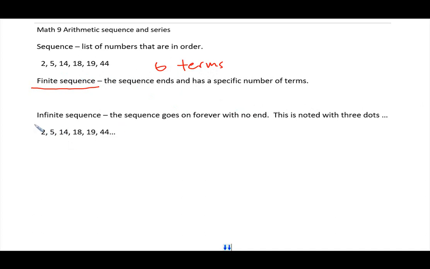Now an infinite sequence means that the sequence continues on forever, okay? So there's no last number, it just continues on forever. The way they represent that is with 3 dots, kind of like this. So this sequence here, if I put 3 dots at the end, I'm saying that this sequence continues on forever, and we may or may not be able to find out what these other numbers are.